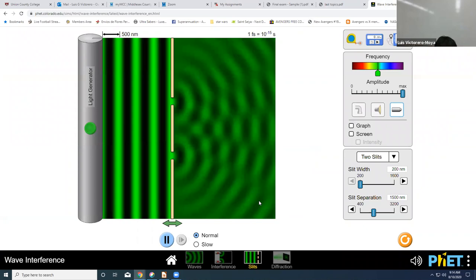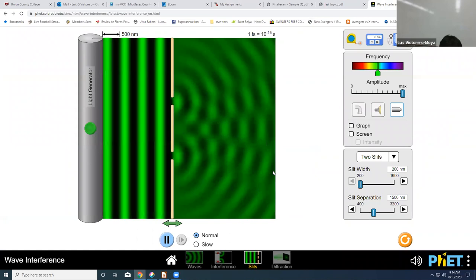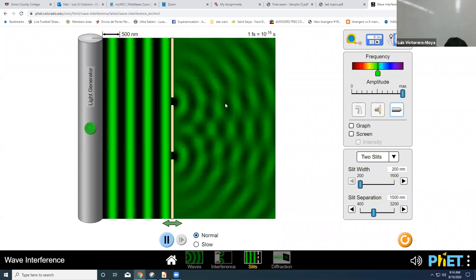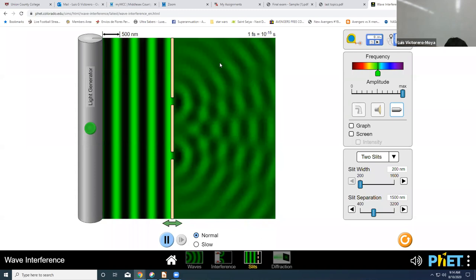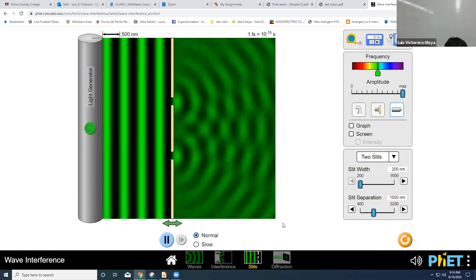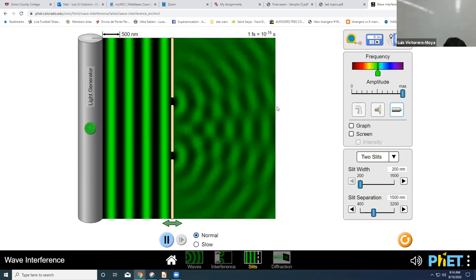There are points of constructive and destructive interference. Take a look at the bright fronts here, but you also see in between the dark fronts. Why are some of them green and some of them black? It's like this, right? Green, black, green, black, green, black. That's what you want to see here on the screen. You're going to see green fringes, and in between you're going to see dark fringes.